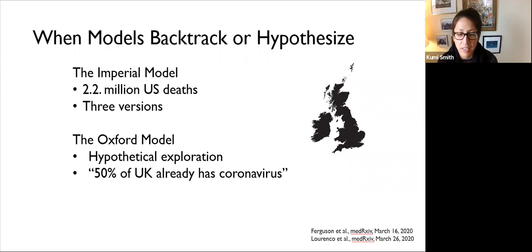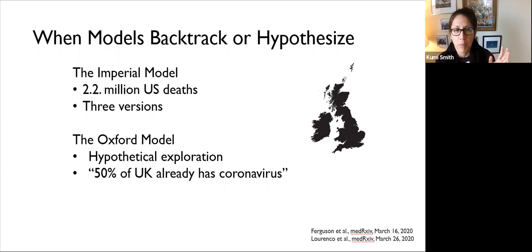One of the things they tested was the assumption that SARS-CoV-2 had been circulating early in the UK since January, immunizing most of the population by the time the model was actually being published, and therefore slowing the spread. So this was completely hypothetical, but the press picked this up as half of the UK already has coronavirus. There's an entire literature online now explaining why that is a misinterpretation of it.